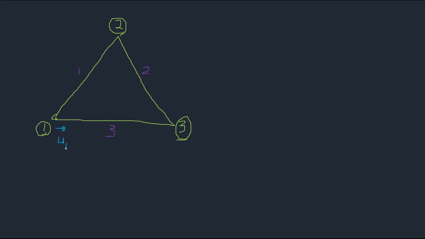U1 and V1 at this node, and here U2 and V2. Okay. For this node, you can define U3 and V3, right? U3 and V3. And what happens is, finally, you have a matrix.